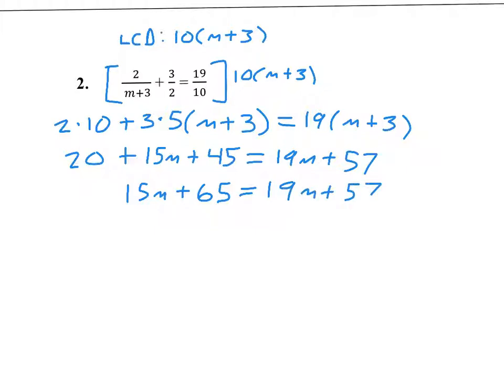I'm going to move all the variables to the left. We get negative 4m. I'm going to move the 65 to the right. That makes negative 8. So m equals positive 2. And if we plug it in here, that does not create a 0 denominator. So m equals 2 works.